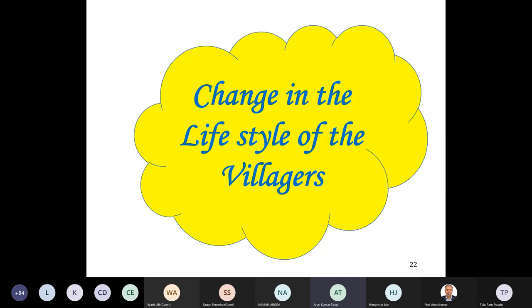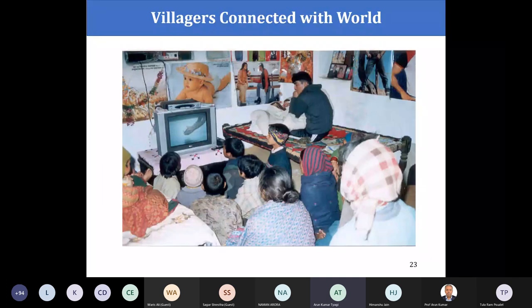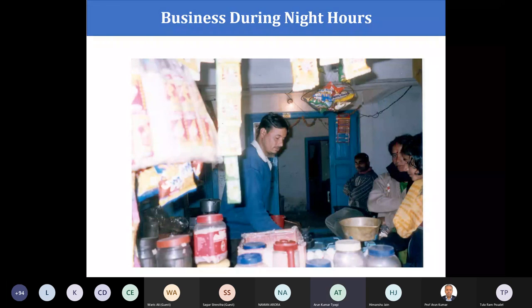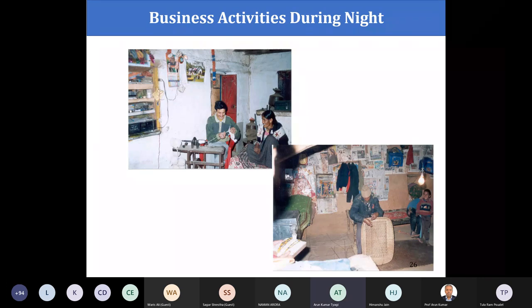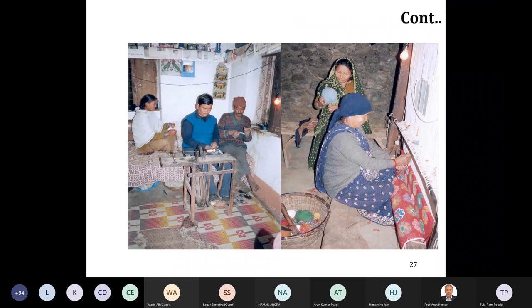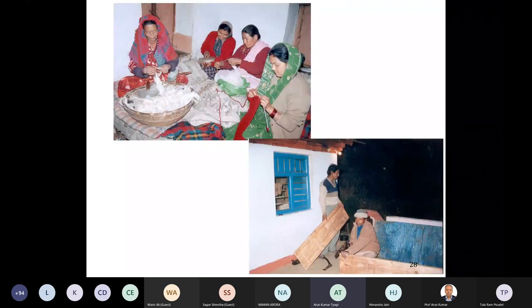So these are some of the photographs showing how the villagers' lives change when a hydro project has been installed at their sites. The TV is being watched by the children and others. Next, the shop is also open during night times. Next, late night working by women in the villages. Next, business activity during night like milling and carpentry, and other shops are open. Next, women are also working in night time business activities. These are some of the business activities. Also a carpentry shop, the carpenter is also working at night.